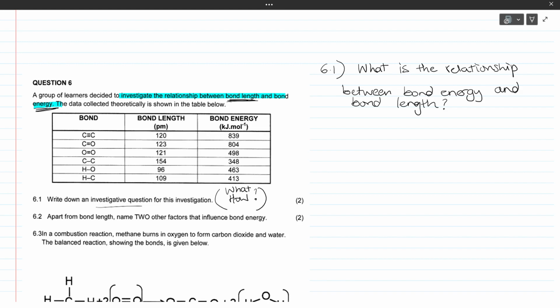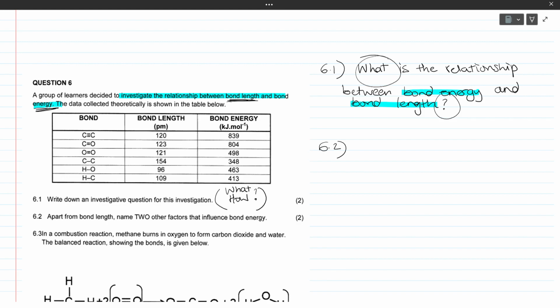So that's 2 marks. How the memo awards marks for this is, firstly, they want to see that you've identified the 2 variables, bond energy and bond length. So if you've written those 2 variables in your question, that's 1 mark. And the second is you must be able to start with the word what and have your question mark. So it must be in the form of a question. If someone went and wrote the relationship between bond energy and bond length, you won't get that mark for a question, right? They wanted a question.